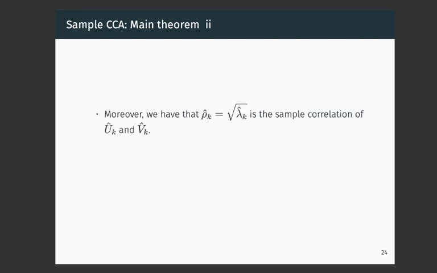And just as in the population version of this theorem, we can get the sample canonical correlations by taking the square root of the lambda hat k's. And again, this is equal to the sample correlation of u hat k and v hat k.